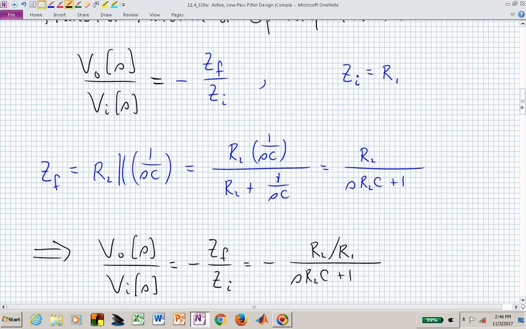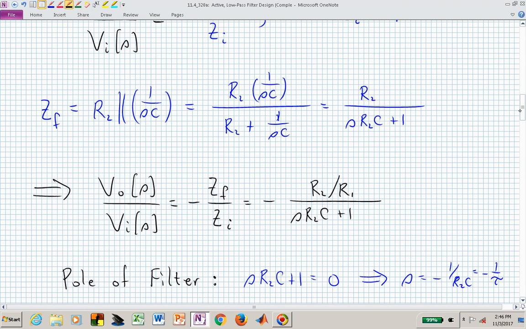Or what I'm saying then is V naught, or V out over V in, is minus Z sub F over Z sub I, which is equal to minus R2 over R1 over the frequency dependent denominator S R sub 2 C plus 1. And now we have a transfer function. It's in terms of the three parameter values, R sub 2, R sub 1, and C, and what's the pole?